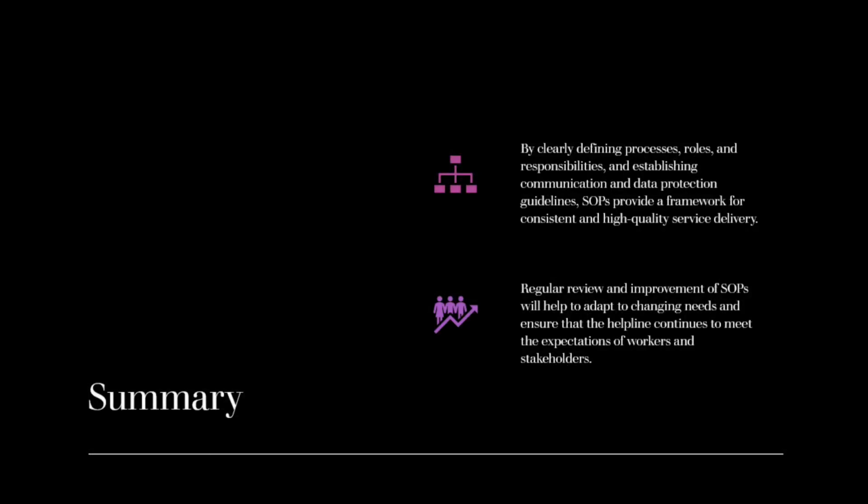Developing comprehensive SOPs is a critical step in ensuring the effective operations of a labor helpline. By clearly defining processes, roles, and responsibilities, and establishing communication and data protection guidelines, SOPs provide a framework for consistent and high-quality service delivery. Regular review and improvement of SOPs will help to adapt to changing needs and ensure that the helpline continues to meet the expectations of workers and stakeholders.